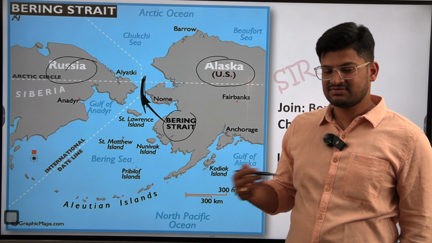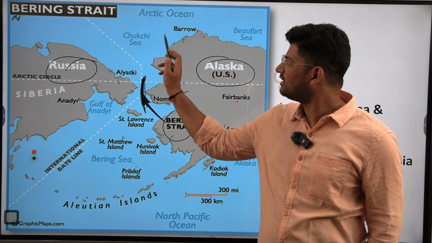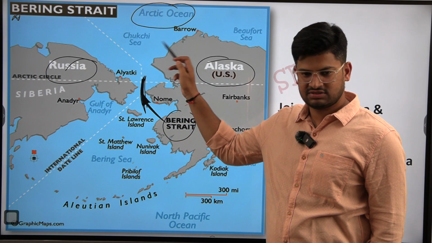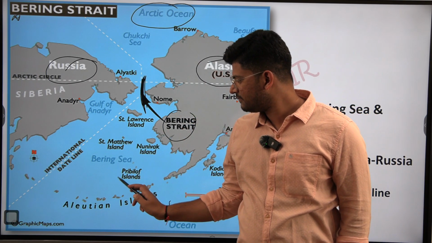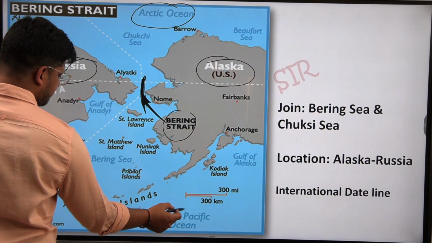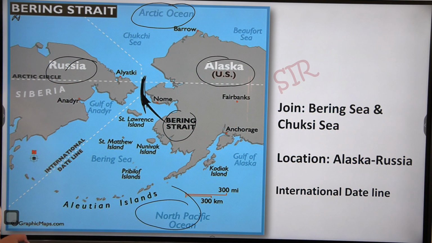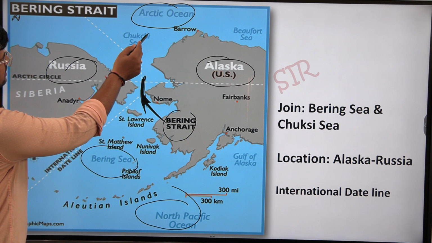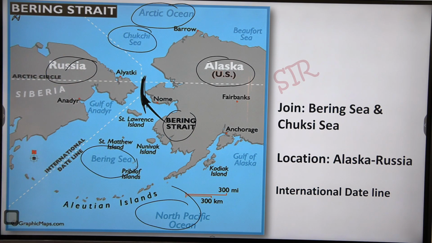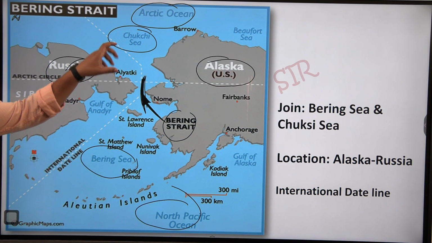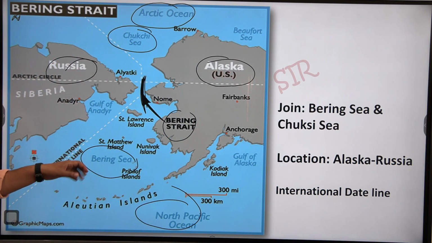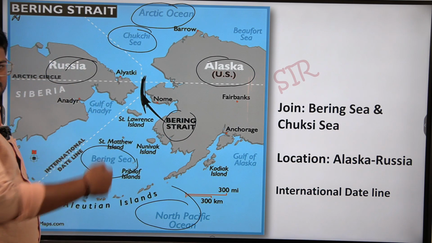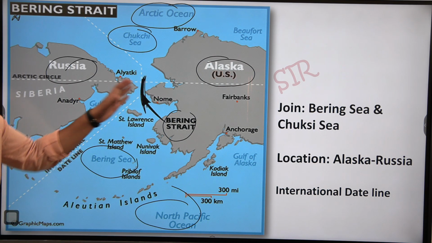Bering Strait. So a strait means which connects two large water bodies. So it connects the Arctic Ocean and which ocean is it? Pacific Ocean. Largely it connects. So the Pacific part is Bering Sea, the Arctic part is Chukchi Sea. So Bering Strait connects the Chukchi and Bering Sea. Bering Sea is part of the Pacific and Chukchi is part of the Arctic. So Bering Strait separates the USA and Russia, the Alaskan region.